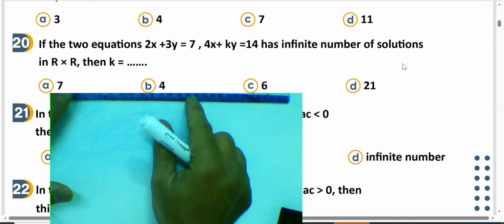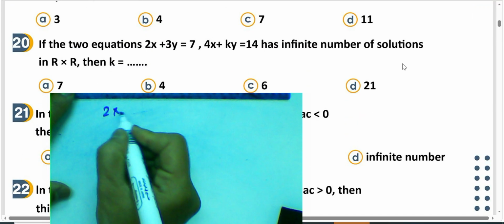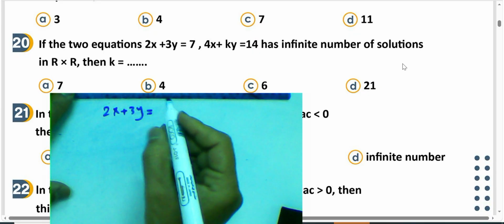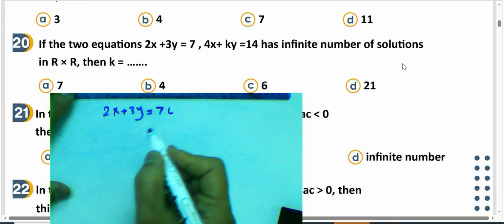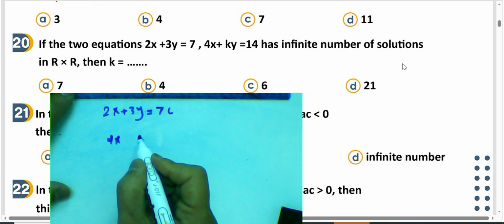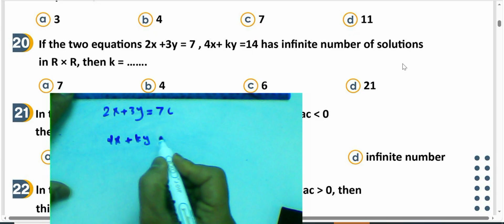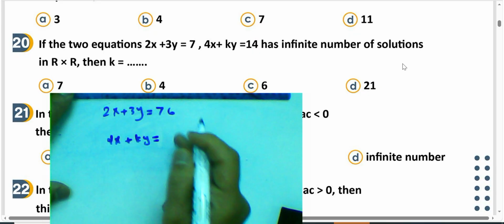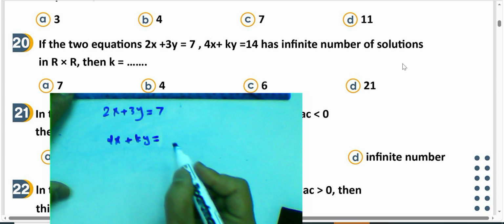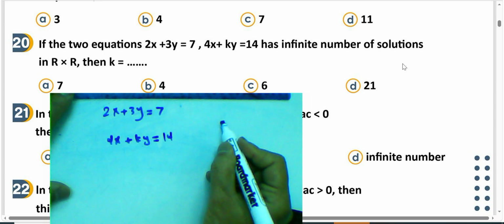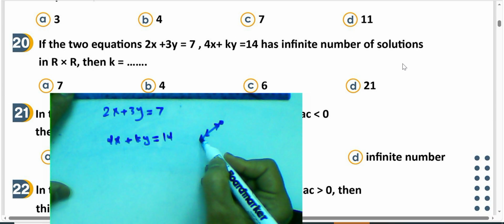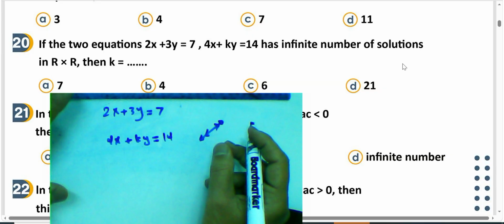Two equations: 2x plus 3y equals 7, and the other equation, 4x plus ky equals 14, has infinitely many solutions. They are congruent, or coincident.